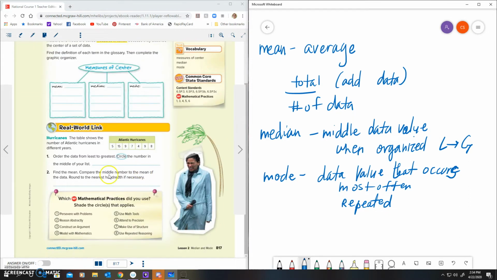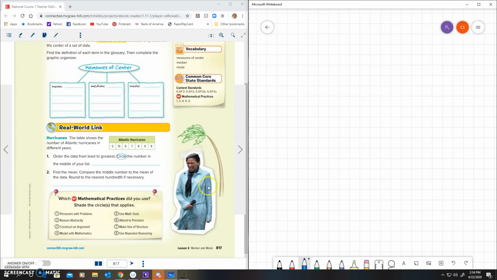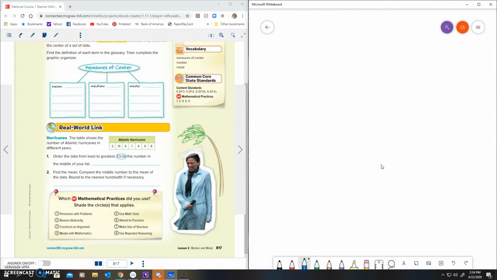So then let's take a look at this real world link. I'm just going to slide that over. So when we look at number 1 right here, we have these pieces of data. If you count them, there's 7. We're going to order the data from least to greatest. So number 1, we've got a 4, 5, and we use commas to separate. 7, 8, 9, 9, and 15. Now you could cross these out as you go, just so you can keep track of them, but we want them in order from least to greatest.